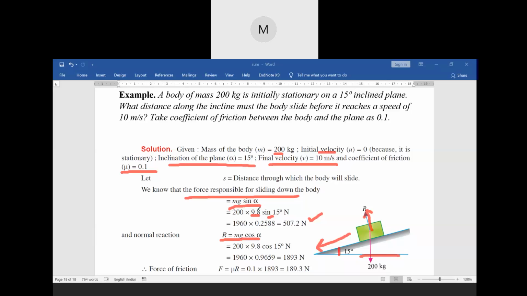So in this way you will find the sin theta, and then R is the normal reaction. This normal reaction, everybody gives a normal reaction, so then you find out the cos now.